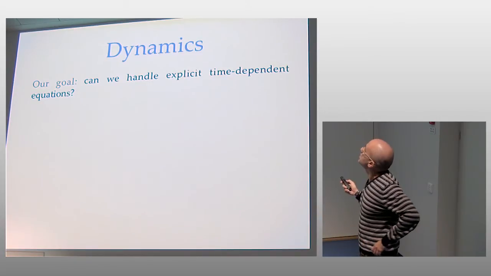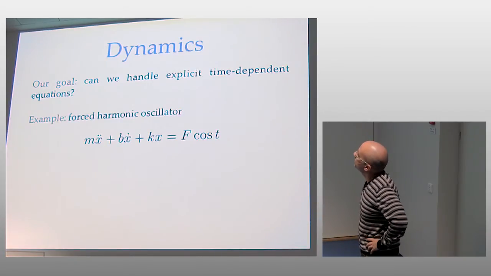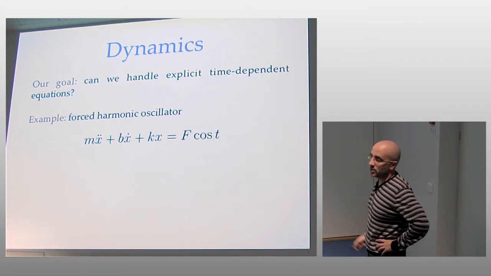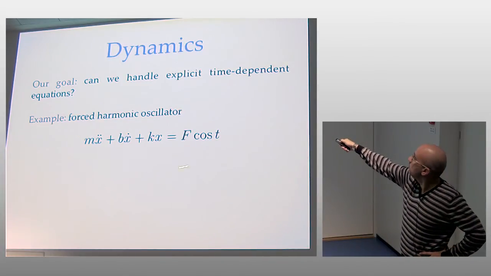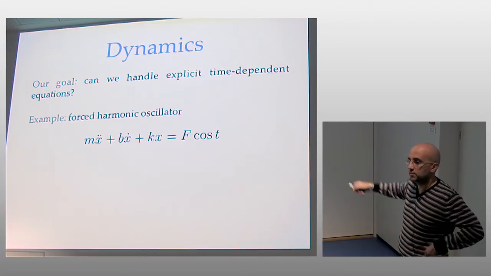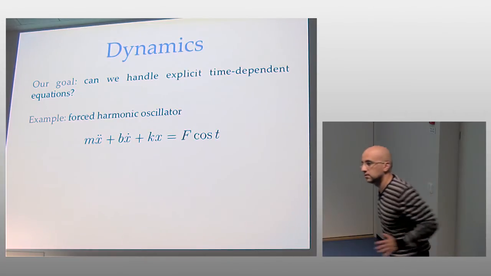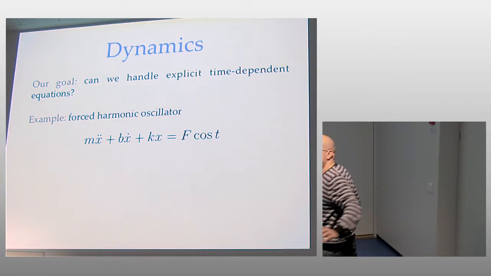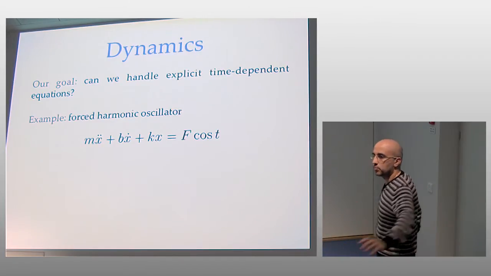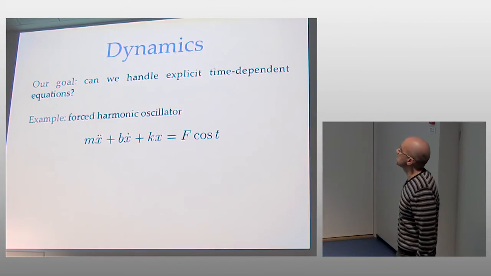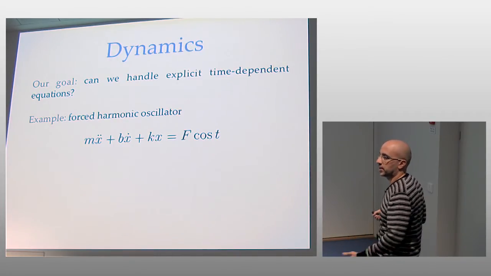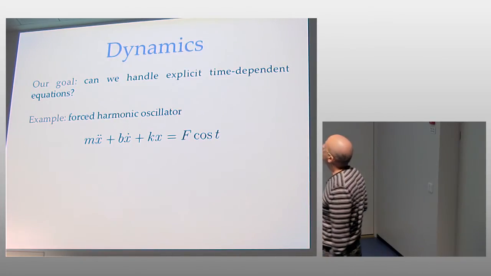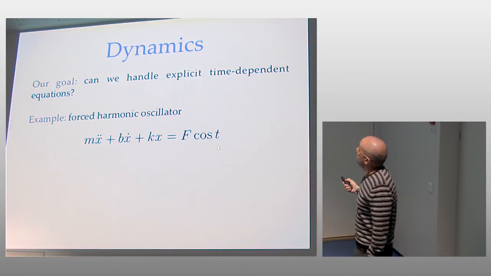Now, can we handle explicit time-dependent equations? This is the forced harmonic oscillator. It looks like the one before, right? But there is this additional force coming from the outside. It's like when you are also pushing with your hand the body attached to the spring, trying to make a difference. It's a periodic force because of this cosine, so it tends to follow the oscillation. And it's time dependent.